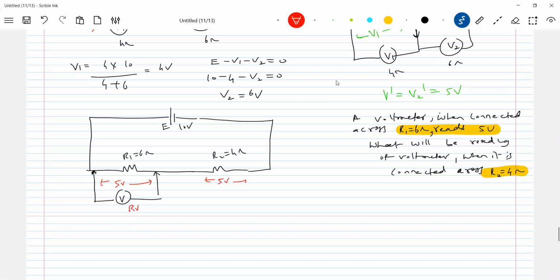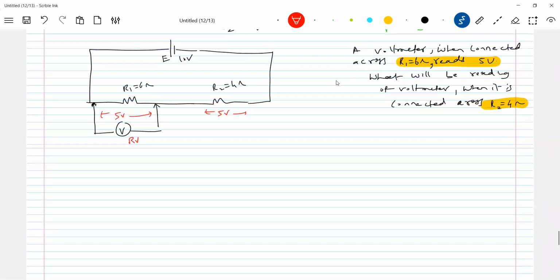Why sir, are you writing 5 volt? It is given, no? It reads 5 volt. If 5 volt is shared by R1 and RV, then the remaining 5 volt should drop here. Okay, now can we make a guess of RV? What is the value of RV? 12 ohm. So the effective should be equal to 4 ohm, no? The 4 ohm should be equal to R1 RV by (R1 plus RV). So RV is 12 ohm. Now this particular voltmeter is connected across the other resistor.